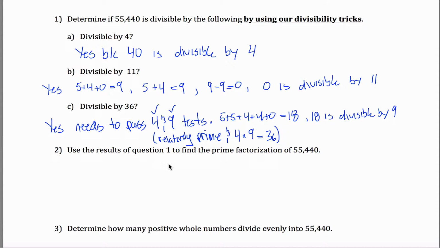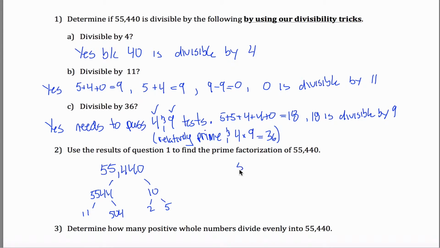Use the results of question 1 to find the prime factorization of this huge number. Okay, so I have this big number, 55,440, and I need to create a factor tree, but it'll help to know that it's divisible by these numbers. So one way I could do this is I could say 5544 and 10. Oh, we're going to get into trouble. I don't know what numbers divide evenly into 5544. Well, you kind of do, because 11 has to divide evenly into this number. It'll turn out that 11 times 504 gives you this value.